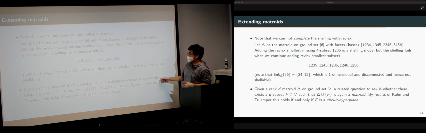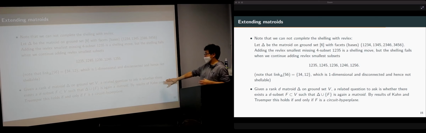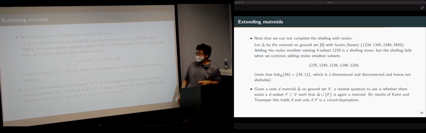So this was related to what was briefly mentioned. What is the condition such that given a matroid, you can keep adding the missing correct size set and again get a matroid? There's actually a result by Kahn and Truemper saying that you can only do that if the missing set is a circuit hyperplane. So if you can find a circuit hyperplane in your matroid, then you can safely add that as a new basis and create a new matroid that has one more basis.